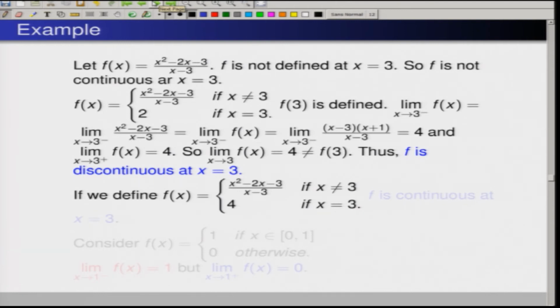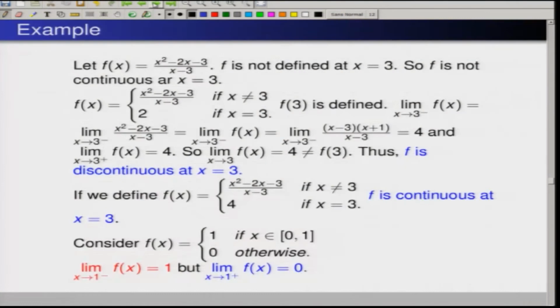Now, if we change the function a little bit, f of x is equal to (x square minus 2x minus 3) by (x minus 3) when x is not equal to 3, and 4 if x is equal to 3. What we have seen from the above is that the limit of f of x as x goes to 3 is equal to 4, which is f of 3. So, in this case we will say that this function is continuous at x equal to 3, whereas the other two are not continuous at x equal to 3.